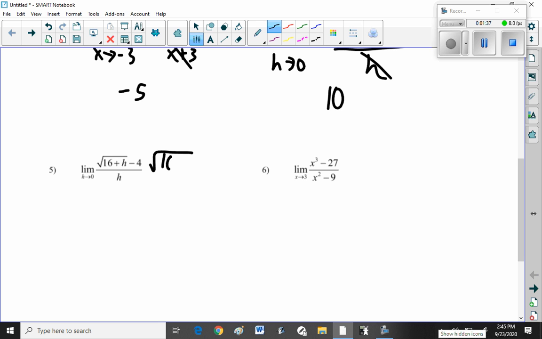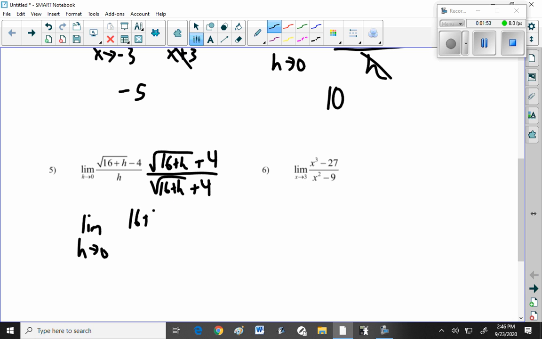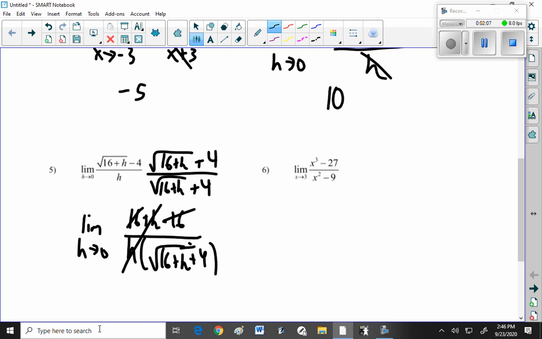Here we have to multiply by the conjugate. So it's 16 plus h plus 4, rad 16 plus h plus 4. The numerator winds up being 16 plus h minus 16 over h times square root of 16 plus h plus 4. The 16 and minus 16 cancel, and then the h's will cancel. So the numerator will be 1, and then when we plug 0 in, we get rad 16, which is 4, plus 4 is 8.